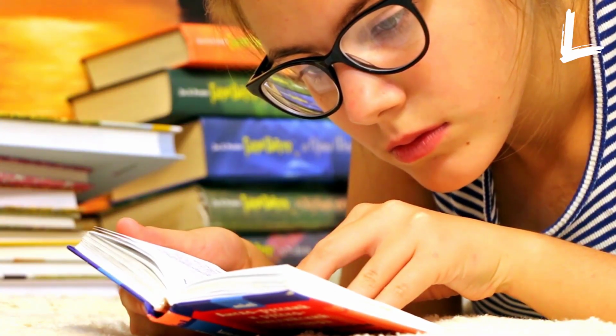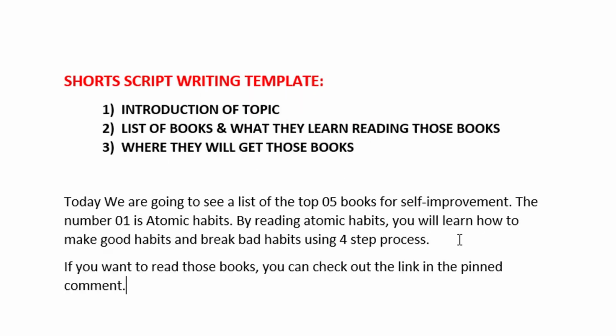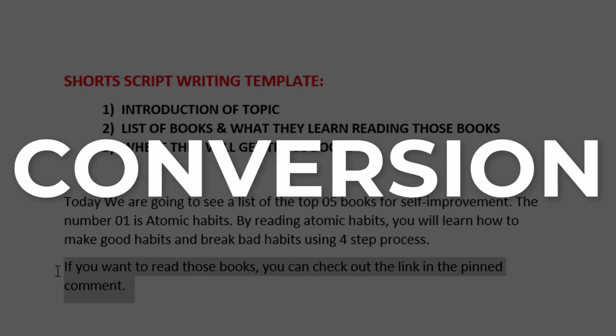In the following way, you need to mention all the book names one by one and explain to them what they will learn by reading those books. Now at the end of the script, you will also need to mention where they will get those books. You can mention something like, if you want to read those books, you can check out the link in the pinned comment section. Trust me, this one line will increase your conversion rate insanely.